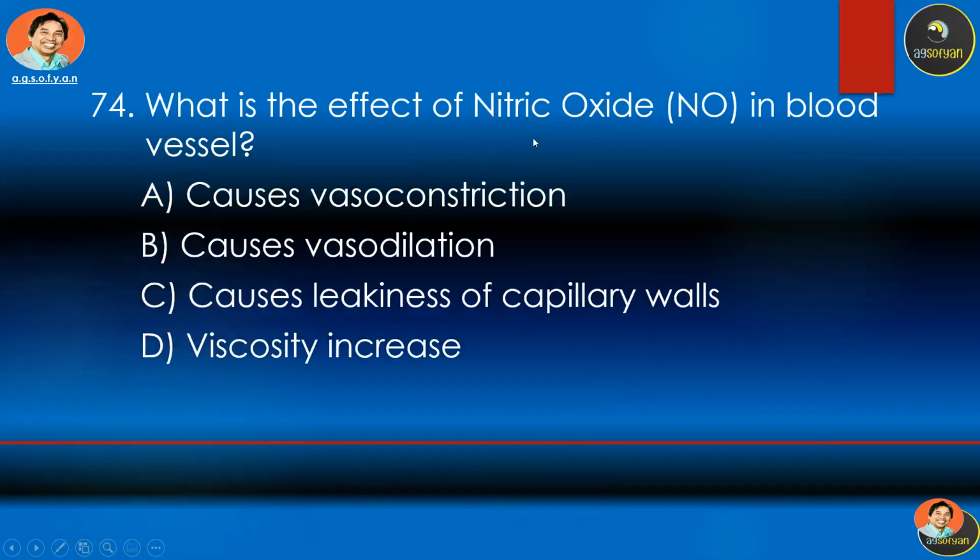What's the effect of nitric oxide or NO in the blood vessels? A, B, C, or D? So the nitric oxide will make your blood vessel bigger or dilate. Okay, so it's called vasodilation. Vaso means blood vessel, dilation means bigger.